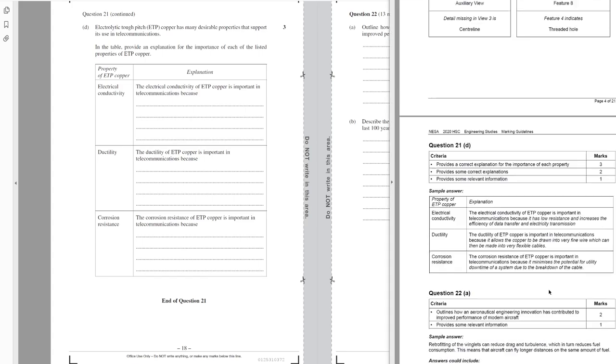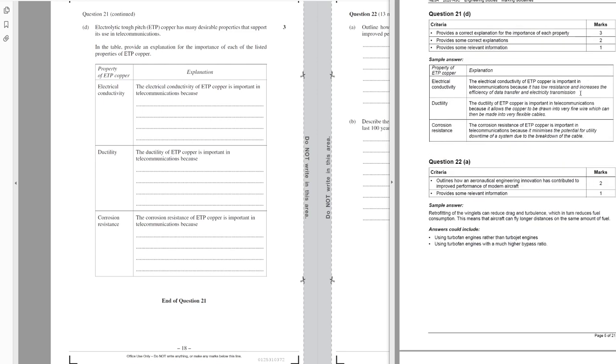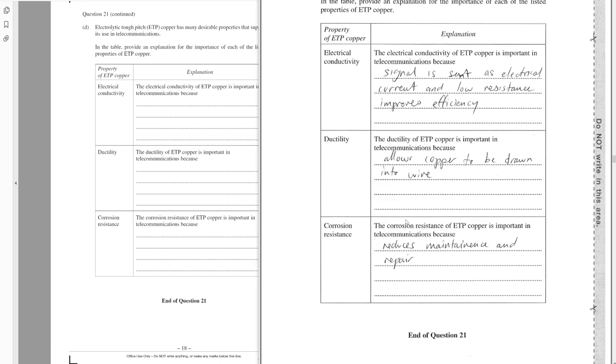So what did they say here? Yeah, look, I'm not going to read their answers. You can read their answers. So: signal ascent as an electrical current and low resistance improves efficiency. That'll do for me. Ductility allows the copper to be drawn into wire. Corrosion resistance reduces maintenance and repair. Probably repair more than maintenance, but a bit of both.